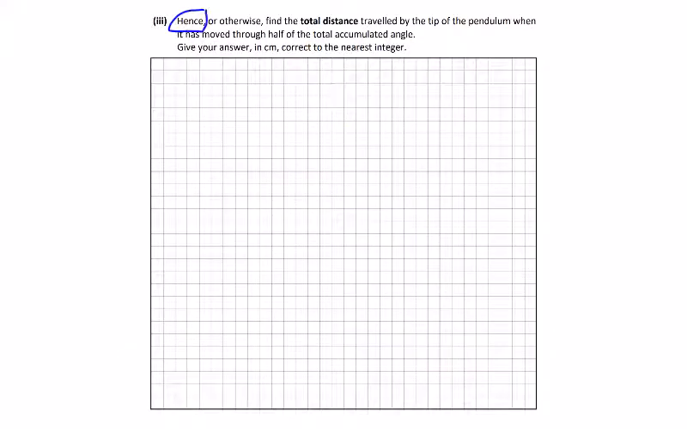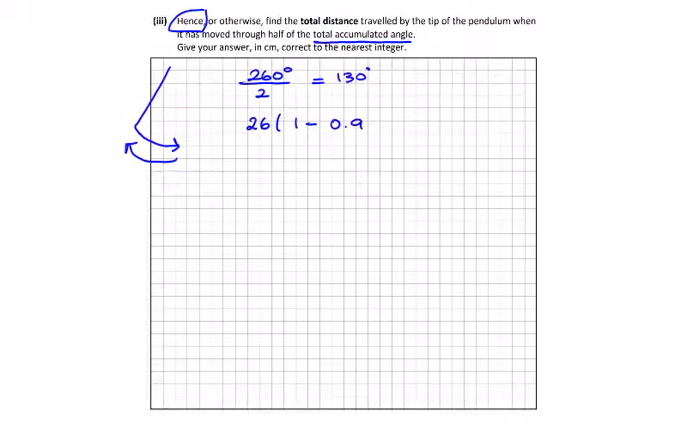Then we're asked, hence again, hence or otherwise, find the total distance traveled by the tip of the pendulum when it has moved through half the total accumulated angle. Here's my pendulum, it's traveling that way, then it's going back. The total accumulated angle we got was 260. We divide that by 2, it's going to be 130. So when has the pendulum swung through 130 degrees? That's going to be my original 26 by my 1 minus 0.9 to the power of n divided by 0.1. This is Sn. When is that going to be equal to 130? If we multiply, we get 1 minus 0.9 to the power of n is equal to 130 by 0.1, or 13 divided by 26. That works out evenly, that's 0.5.